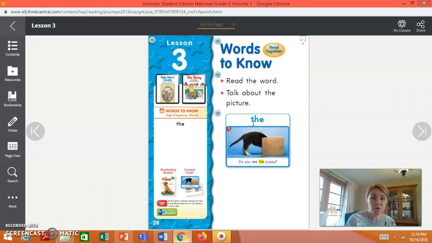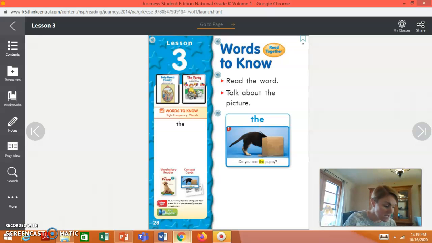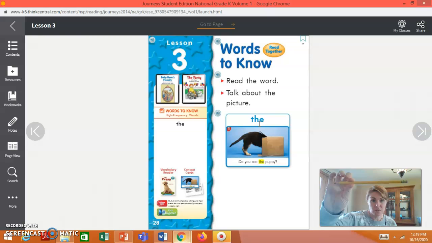This is how we spell the word the. T-H-E, the. The word the is called an article. We use it when we're talking about objects, and sometimes you will hear your parents say, "Can you please give me the spoon?" or "Go get the pencil to write your homework." These are words that help us. It's a little word that helps us talk about an object.